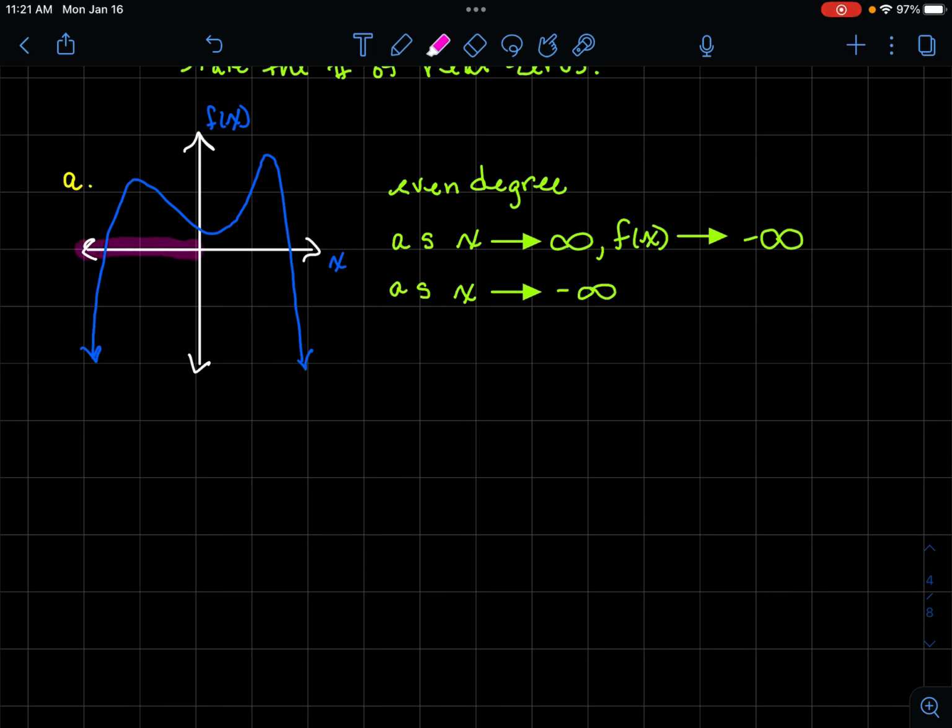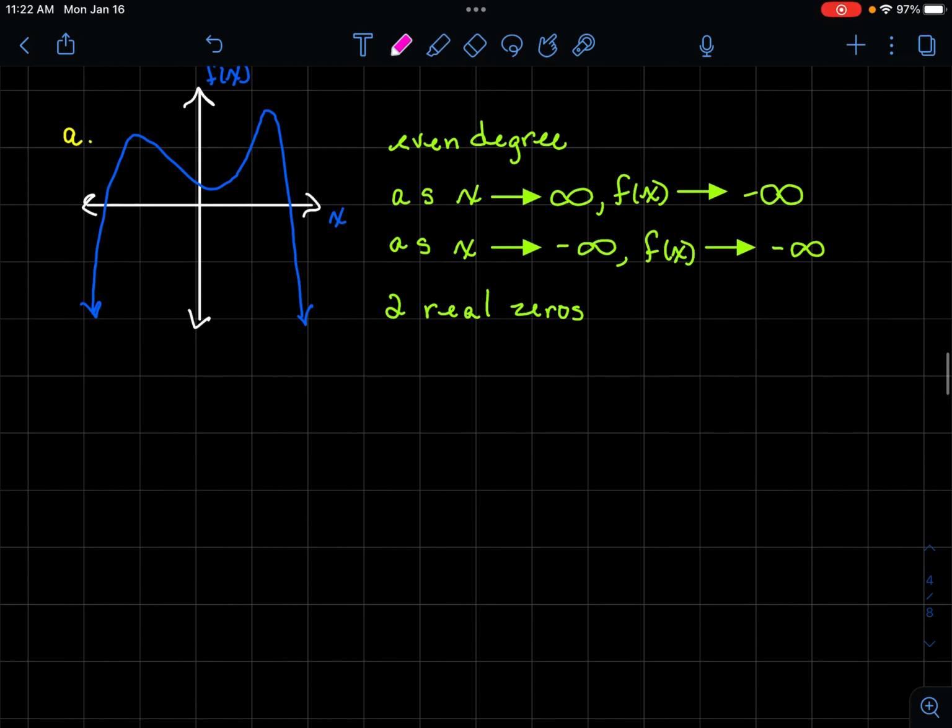Next, look to the left as x goes to negative infinity. Up or down for the arrow, it is going down once again. So f of x goes to negative infinity. Last piece, how many times does this graph hit the x-axis? Hits it once. It hits it twice, so we have 2 real zeros.